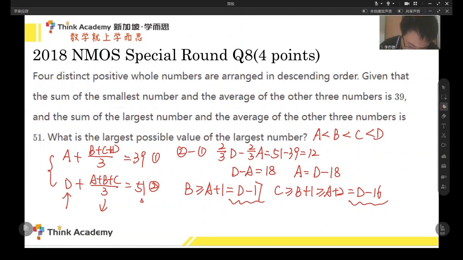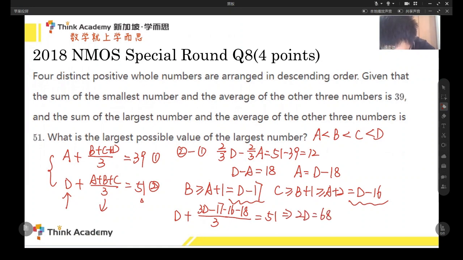Then we put it back, and we will find that A is D minus 18, right? So here there will be a 51. Make it so that 2D should be equal to 68. And then D should be 34.